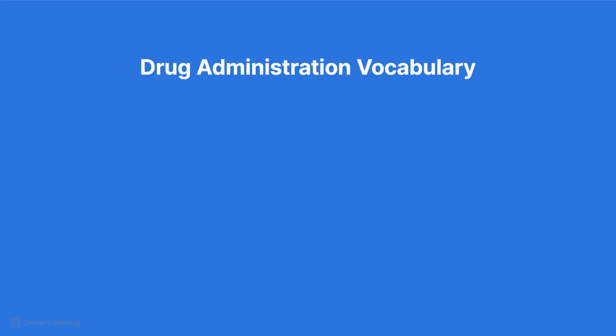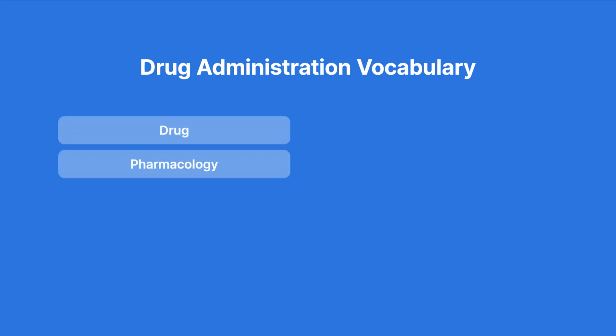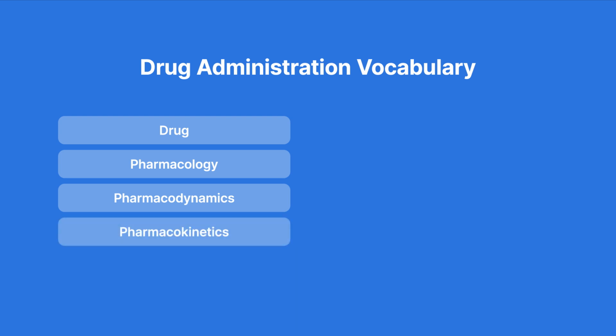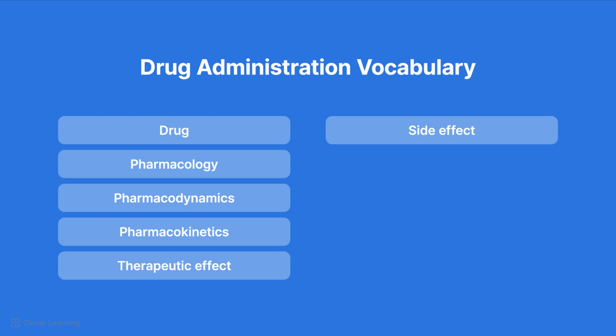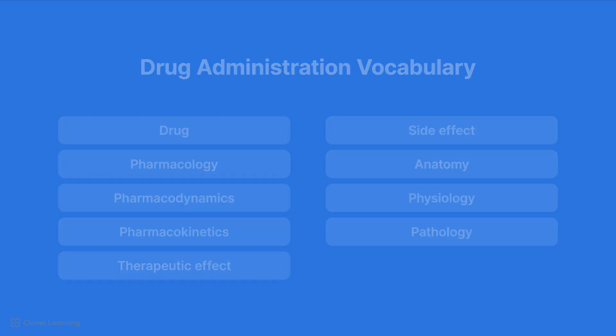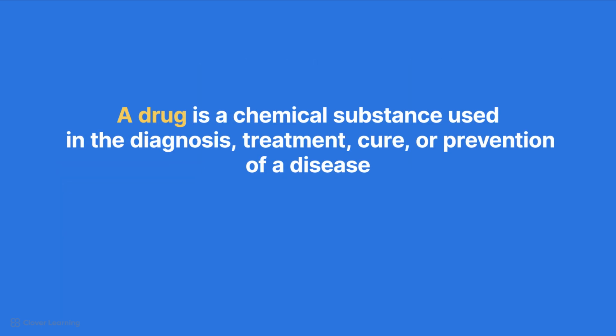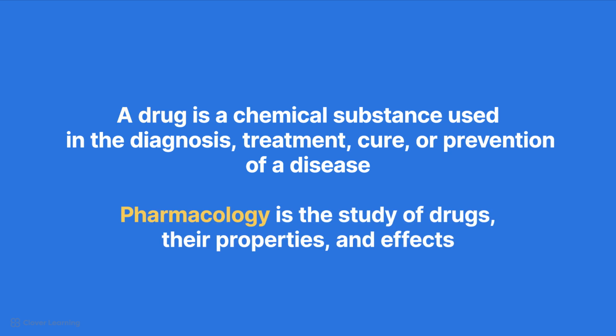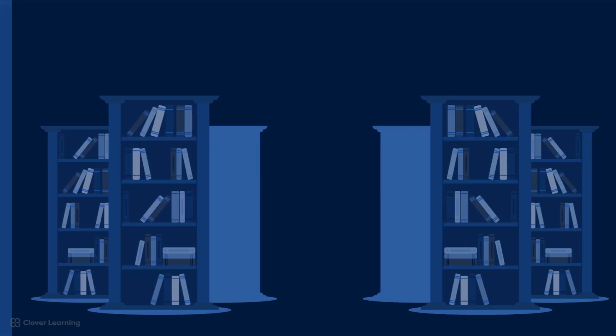There are 9 basic terms that you'll need to understand: drug, pharmacology, pharmacodynamics, pharmacokinetics, therapeutic effect, side effect, anatomy, physiology, and pathology. A drug is a chemical substance used in the diagnosis, treatment, cure, or prevention of a disease, and pharmacology is the study of drugs, their properties, and effects.